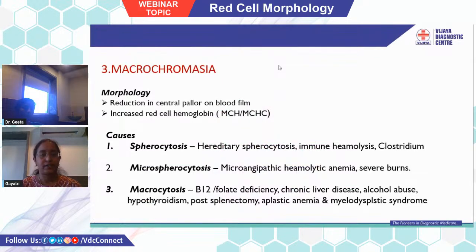Next is hyperchromasia. There is a reduction in central pallor on the blood film, and it can be defined as increased red cell hemoglobin concentration. Causes are spherocytes. It is seen in hereditary spherocytosis, autoimmune hemolytic anemias, and Clostridium infection. Microspherocytosis is seen in microangiopathic hemolytic anemia and severe burns. Macrocytosis is most commonly seen in B12 and folate deficiency, chronic liver diseases, alcohol abuse, post-splenectomy, and myelodysplastic syndrome.